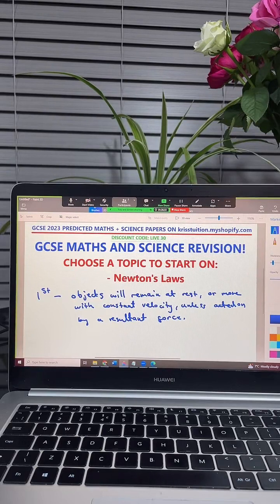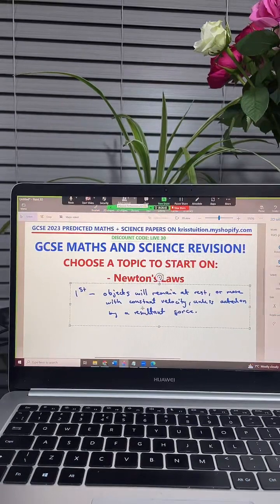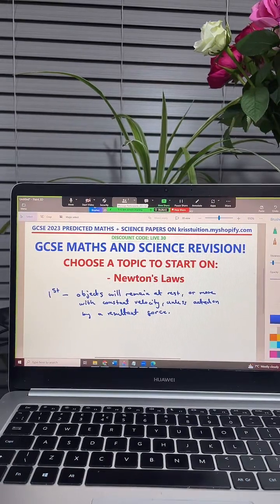Newton's second law, can anyone in the comments tell me what the equation is for Newton's second law? We should all know this one. Newton's second law. Yeah, well done, guys. F equals ma, okay?